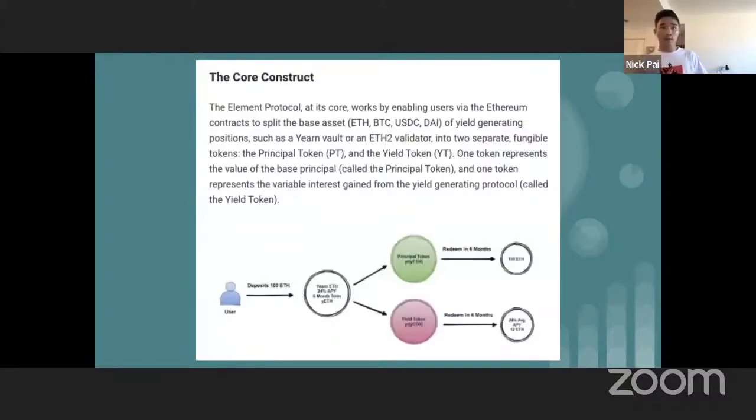So Element Protocol allows you to take a vault token. So say you have a Curve LP token or a Uniswap LP token or a Yearn Vault token, and it allows you to deposit this into Element Protocol, and it mints you a principal token and a yield token. The principal token is redeemable for the underlying. So usually the principal token is sold at some sort of discount, and when you buy it, you earn a fixed rate. And the yield token's value is pegged to how much yield it actually accrues. So the core idea of Element Protocol is it allows you to swap between principal or fixed income and variable income.